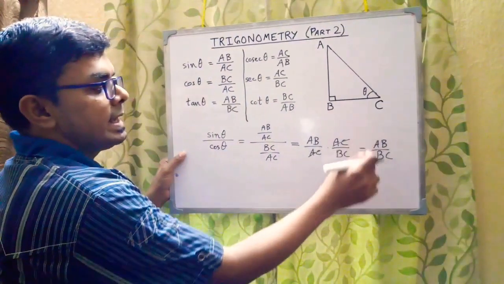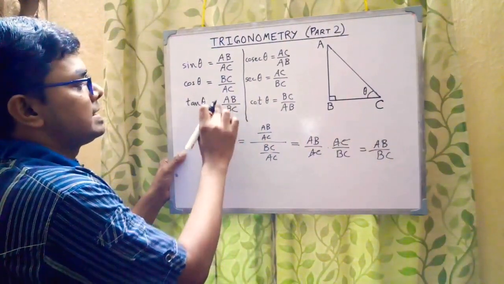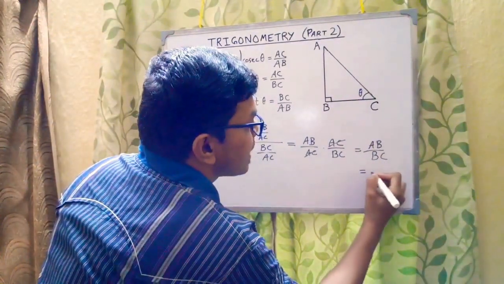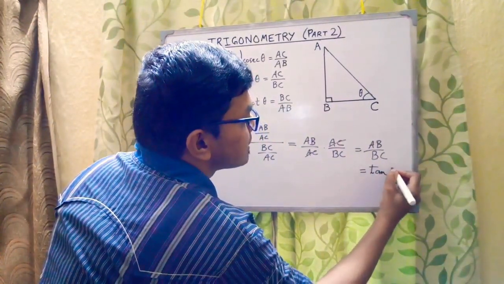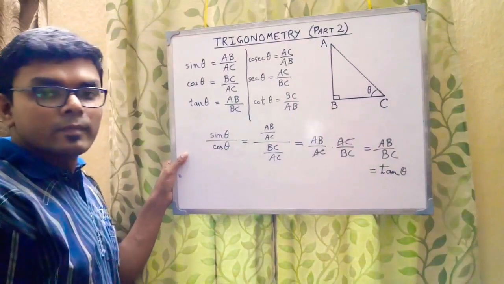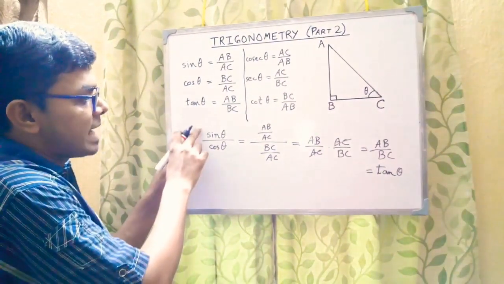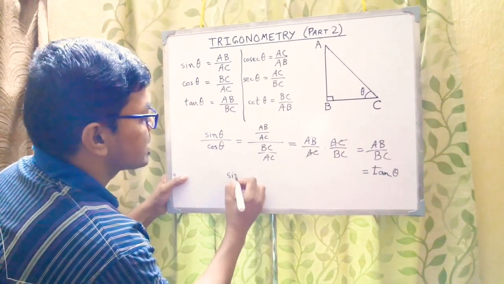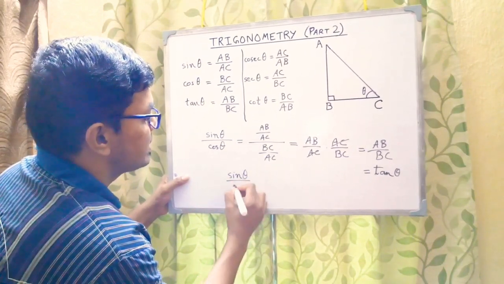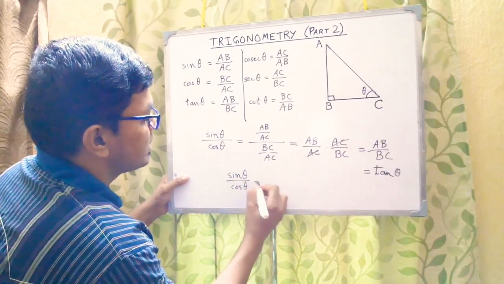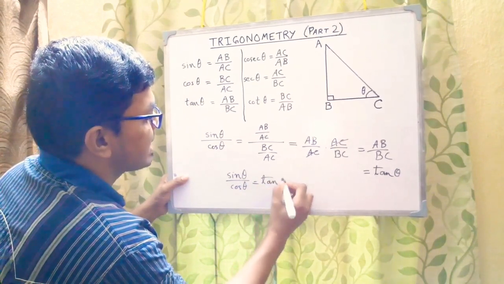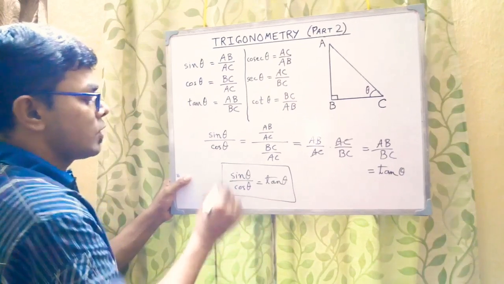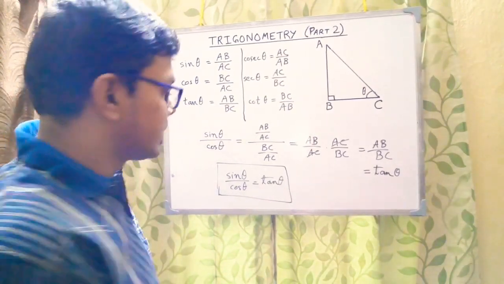Now if you see, AB by BC is actually tan theta. So in place of AB by BC, I can write tan theta. Okay, so sin theta by cos theta is equal to tan theta. I am writing it again. Sin theta by cos theta equals tan theta. So this is another identity which all of you must remember.